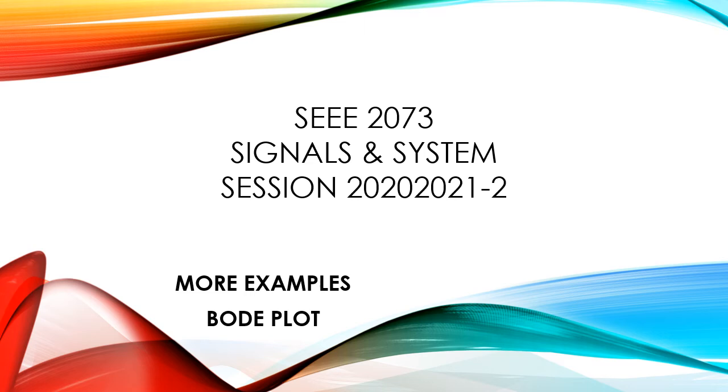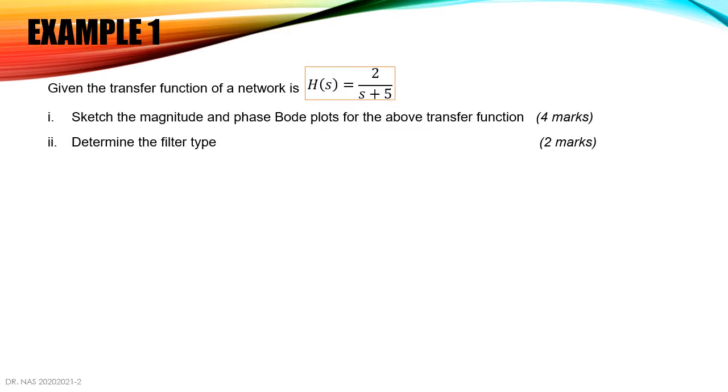So let's have a look at a few examples on Bode plots. Okay, let's look at the first example. Given the transfer function of a network H(s) equal to 2 divided by s plus 5. So the first question, you need to sketch the magnitude and phase plots for the above transfer function.